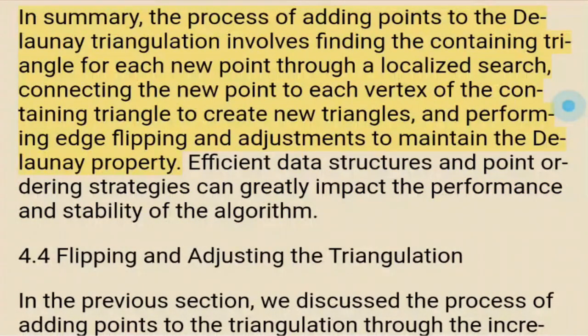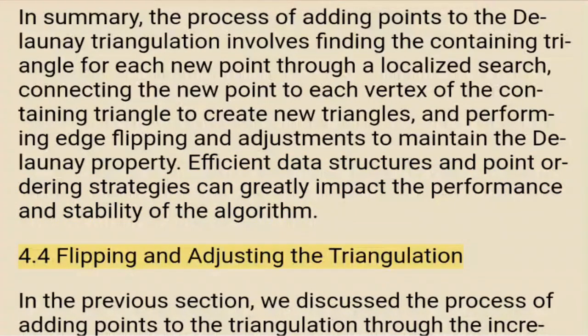In summary, the process of adding points to the Delaunay triangulation involves finding the containing triangle for each new point through a localized search, connecting the new point to each vertex of the containing triangle to create new triangles, and performing edge flipping and adjustments to maintain the Delaunay property. Efficient data structures and point ordering strategies can greatly impact the performance and stability of the algorithm.